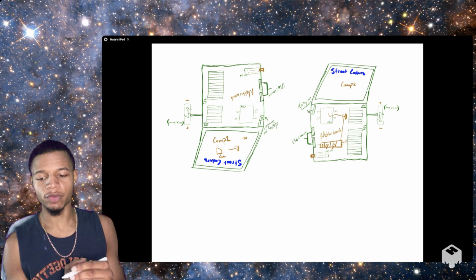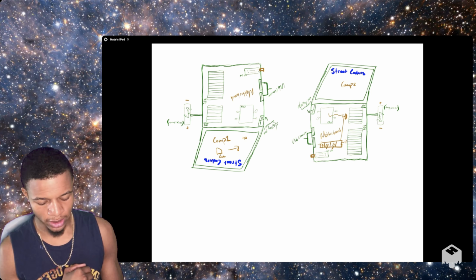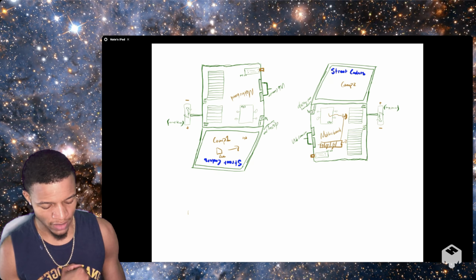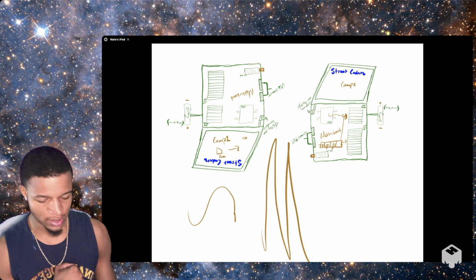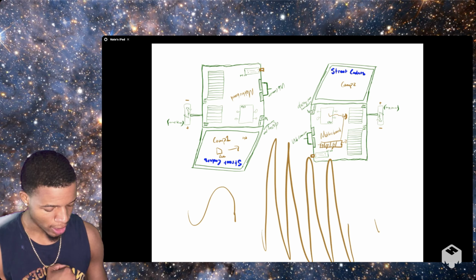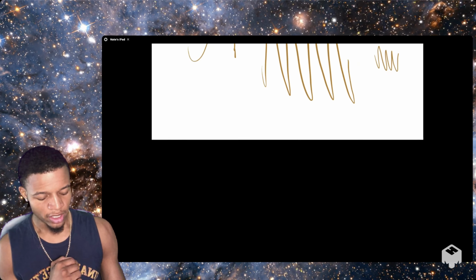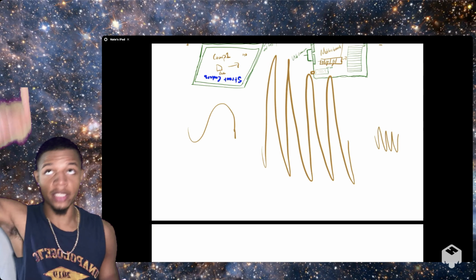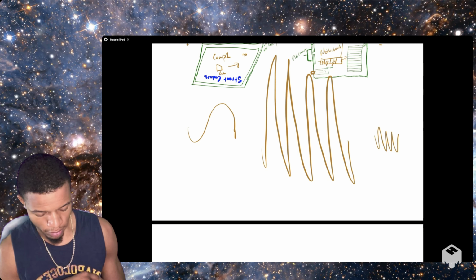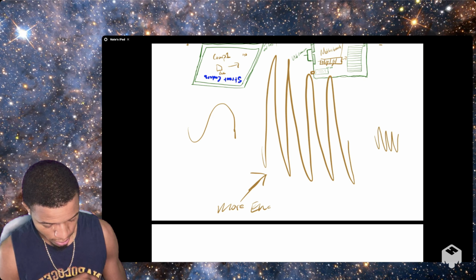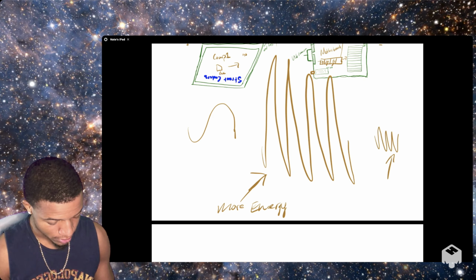That is a frequency. When I think of a frequency, I actually think of just a sine graph like this. The more energy you have, the higher that graph is. The less energy you have, the smaller that graph is. So that's more energy because the lines are bigger, right? More energy. And this is less energy.